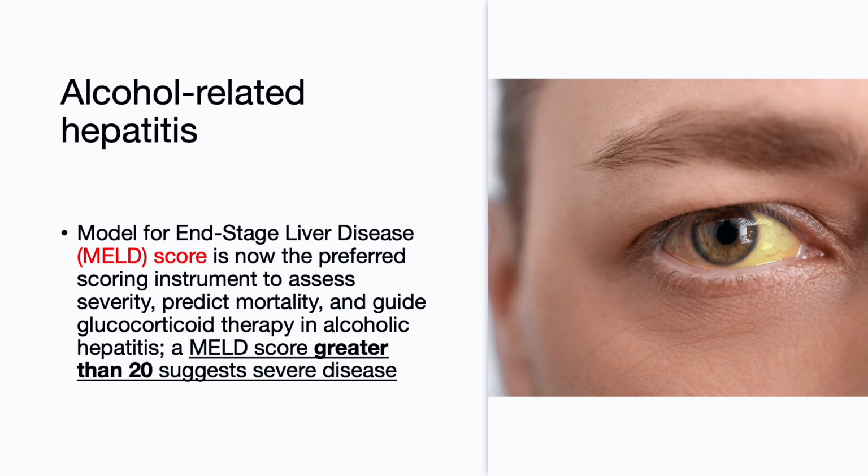Severity of alcohol-related hepatitis has historically been determined by the Maddrey Discriminant Function Score. However, the MELD score, or Model for End-Stage Liver Disease, is now the preferred scoring instrument to assess severity, predict mortality, and guide steroid therapy in alcoholic hepatitis. A MELD score that is greater than 20 suggests severe liver disease.